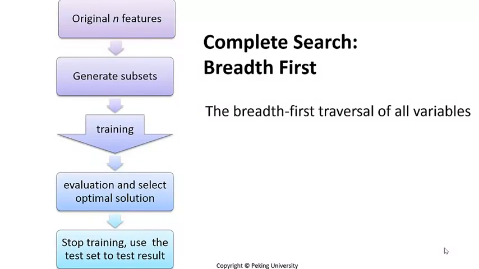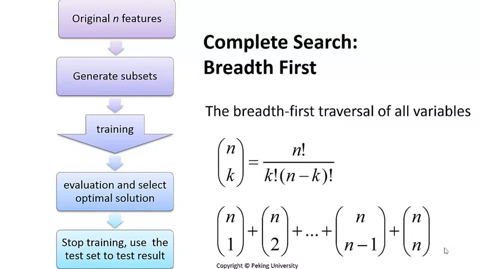Breadth-first search is a typical complete search method. Basically, this method evaluates all possible combinations from the original feature set exhaustively. It is obvious that this method is guaranteed to find the optimal solution. Considering the combinatorial explosion, however, it will take a lot of time to run this method, making it not suitable in practice when the initial feature set is very large.